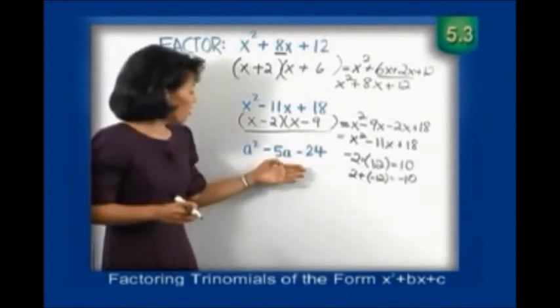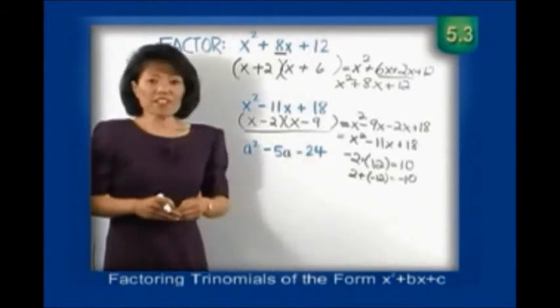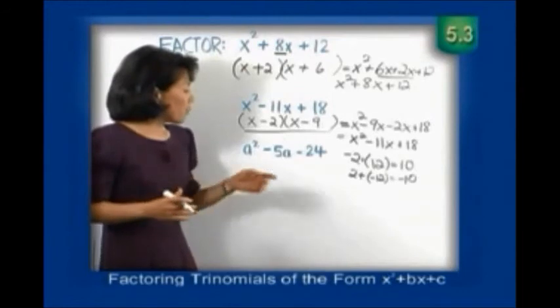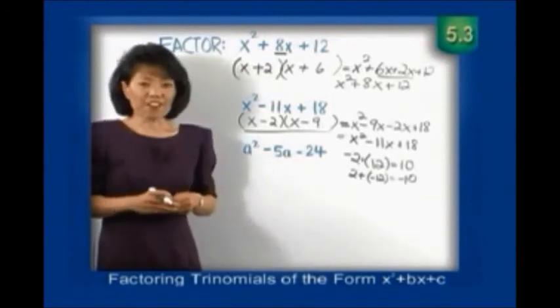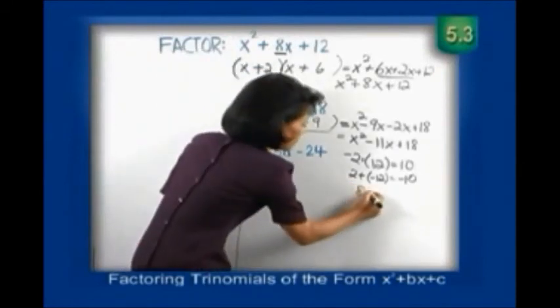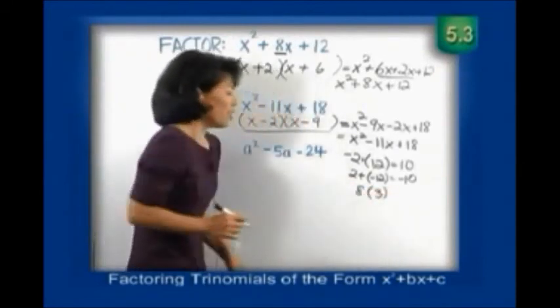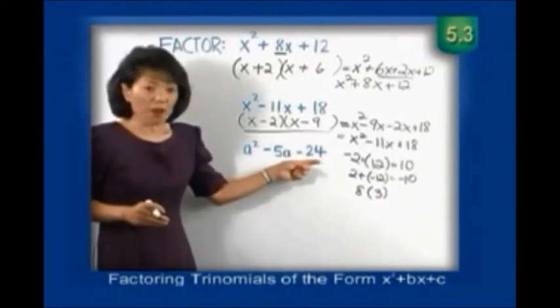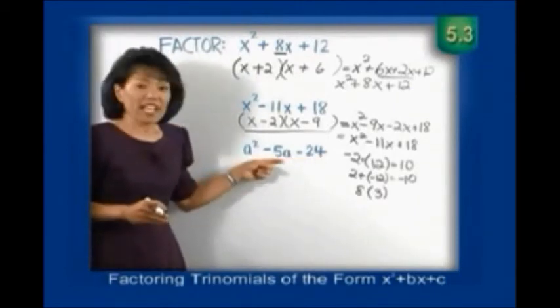So let's think to ourselves again. What two numbers have a product of 24? Now think product 24, but at the same time you want some kind of difference of negative 5. How about 8 and 3? Now again, one of these has to be negative because we want this negative 24 product, and at the same time we want a negative 5.